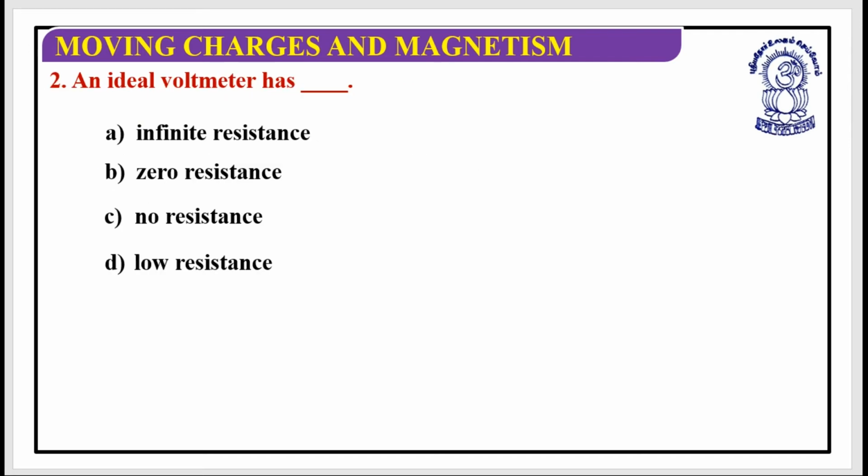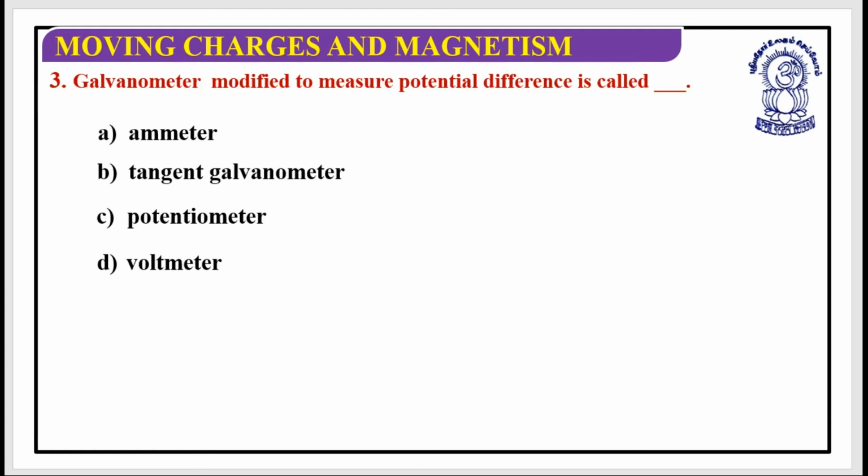Next, an ideal voltmeter has what? An ideal voltmeter has infinite resistance. An ideal ammeter has zero resistance. An ideal voltmeter should have infinite resistance. Let's look at this question. A galvanometer modified to measure the potential difference is what we call a voltmeter. It is a device used to measure potential difference.